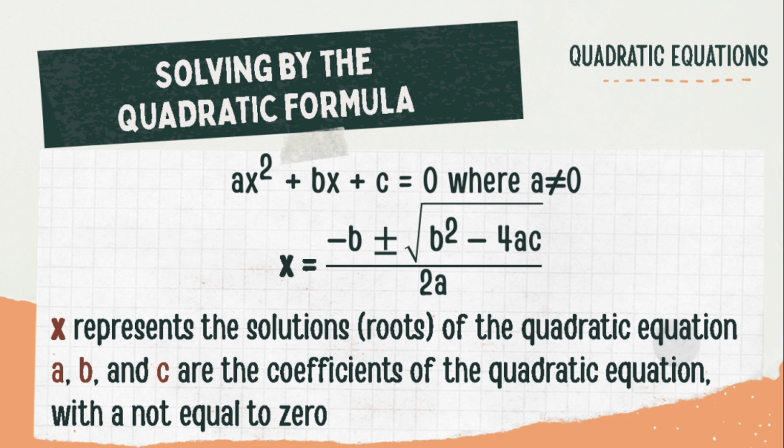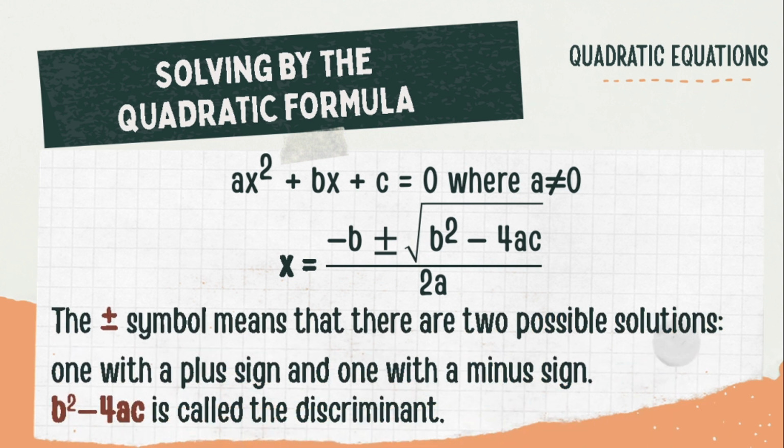A, b, and c are the coefficients of the quadratic equation with a not equal to 0. The plus or minus symbol means that there are two possible solutions, one with a plus sign and one with a minus sign. And lastly, b squared minus 4ac is called the discriminant. The discriminant determines the nature of the roots, and that is to be discussed on our next lesson.